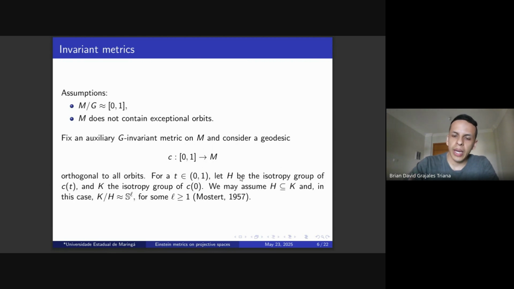By some results, we can conjugate this group H in such a way that H is contained as a subgroup of K. In this case, one can prove that the quotient K over H is diffeomorphic to a sphere. It could be a zero-dimensional sphere, but since we are assuming that there are no exceptional orbits, this quotient has positive dimension, so l is greater or equal than 1. It's a result from Mostert again.